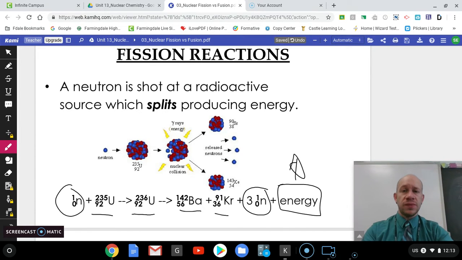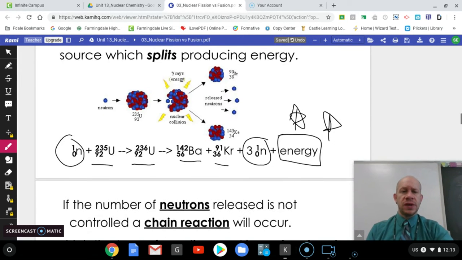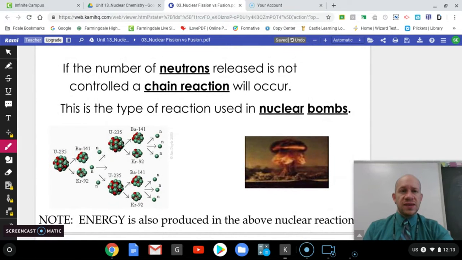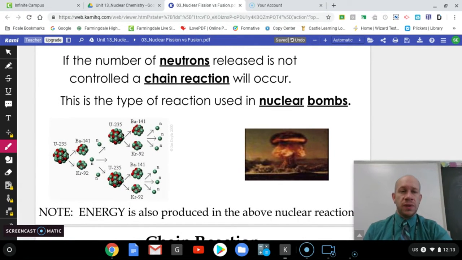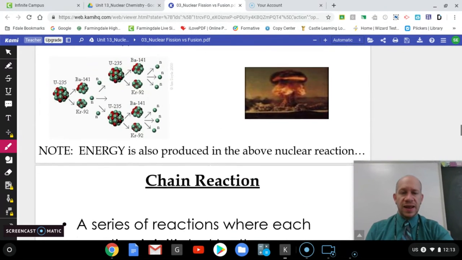Lots and lots of energy. So if the number of neutrons released is not controlled, then a chain reaction will occur. So this is actually how we get nuclear bombs. When I take that uranium-235 and I bombard it with a neutron, these three extra neutrons, if they're not controlled, can hit other uranium-235s, which cascade in what we call a chain reaction. This energy is also produced in the above nuclear reaction. So here we don't see energy being produced, but that's where we get this giant explosion, that extra energy.